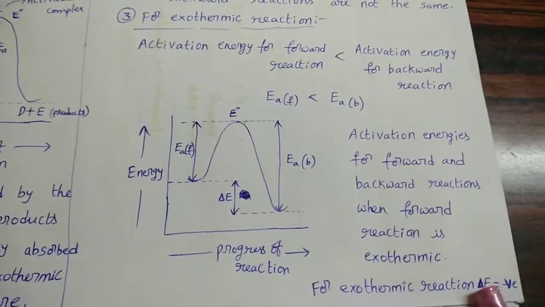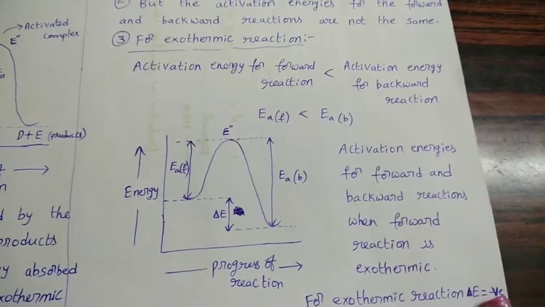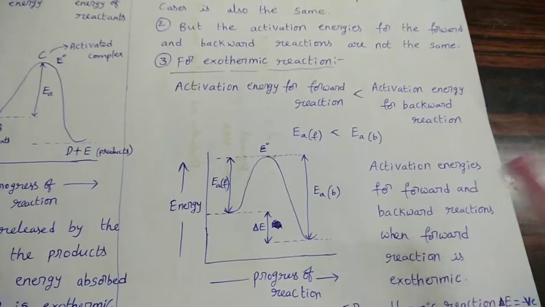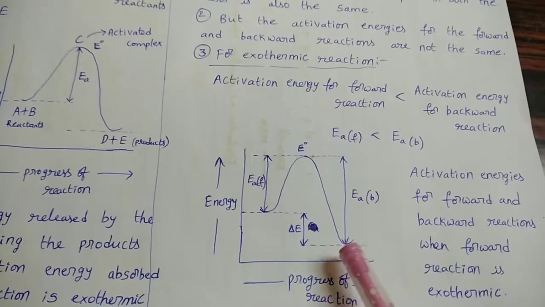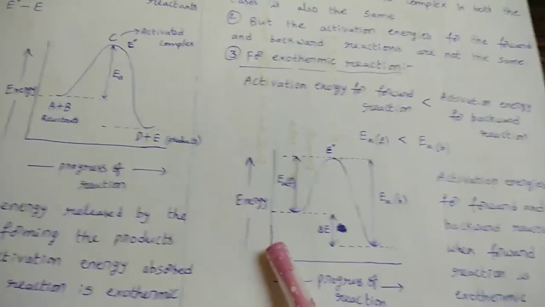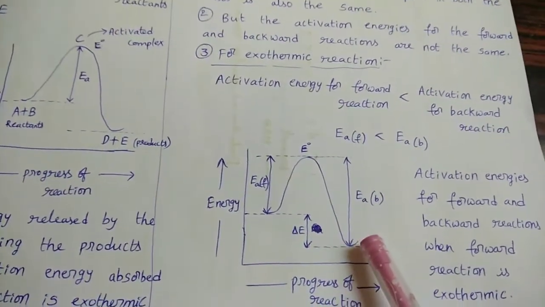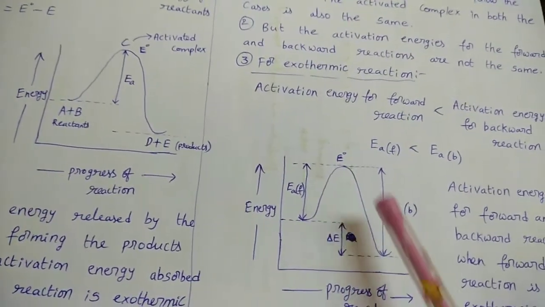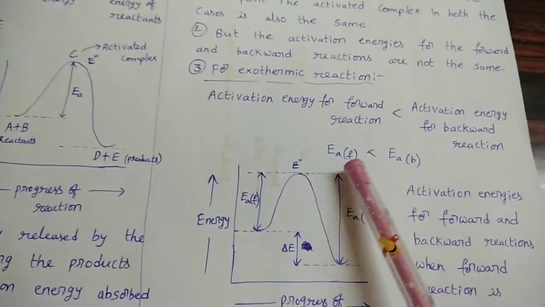So for exothermic reaction we can write delta E equal to negative. For exothermic reaction, energy is released. Because of that released energy, the energy of the products is very less. See this on the y-axis, the energy of these products is less. So if we want the backward reaction, these products should overcome this much energy barrier. That means activation energy of backward reaction is more. So we can represent like this. Next.